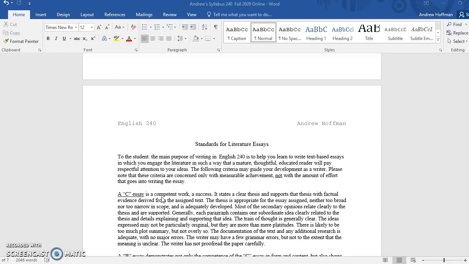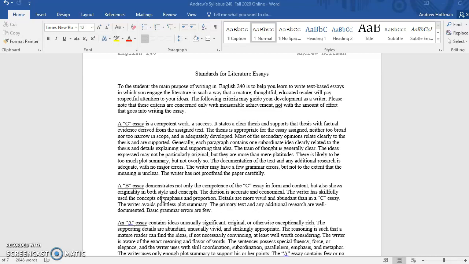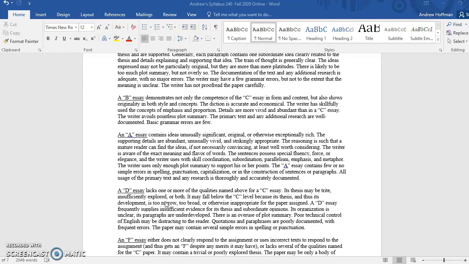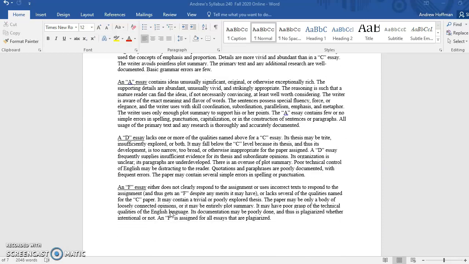Standards for literature essays. This is something that you might want to read on your own. It is what we call a narrative rubric. Basically describes why essays get the grades that they get. If you read through, you'll get a pretty good sense of this, right?